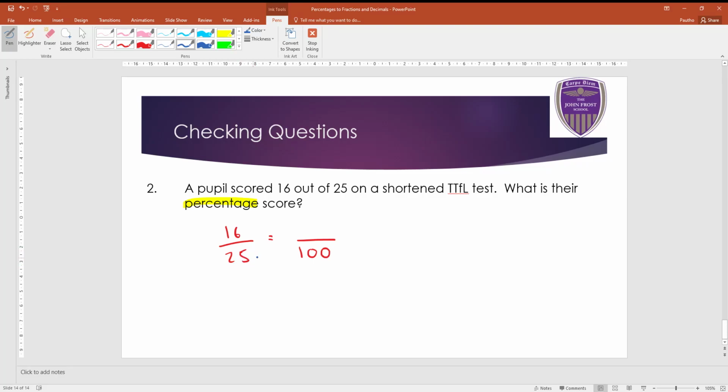So if I do this, you should know from our equivalent fractions work. How many 25s are in 100? Well, 4. So I've done 25 times 4 to make 100. And if you times the denominator by 4, you have to times the numerator by 4 as well. And 16 times 4 is 64. And so this person scored 64% on the test.